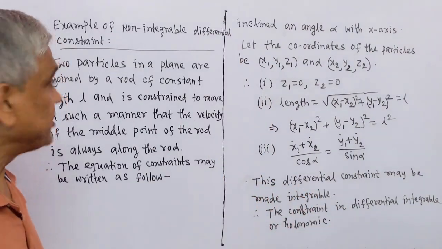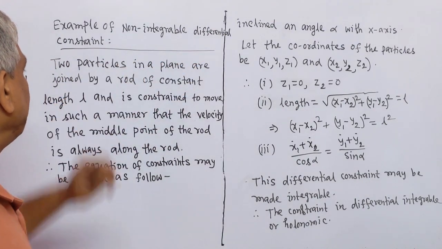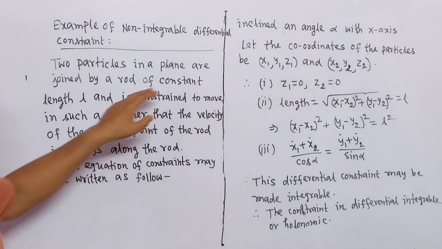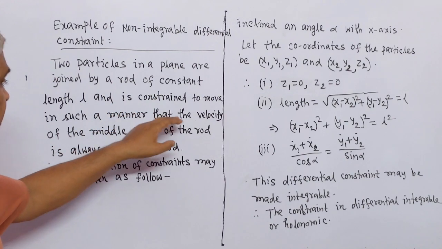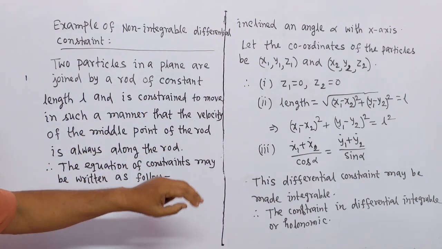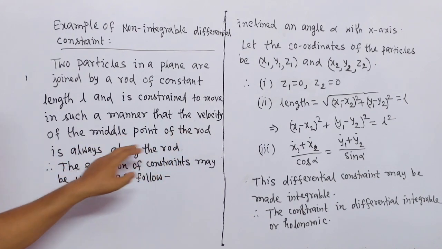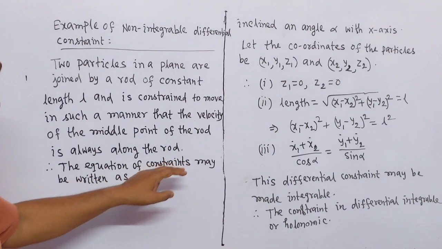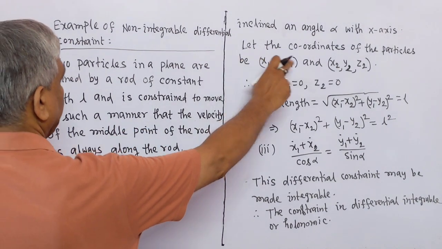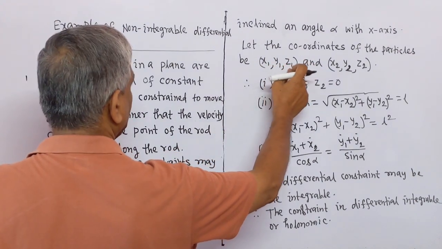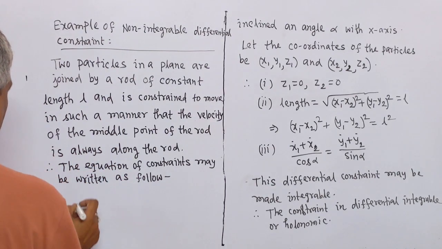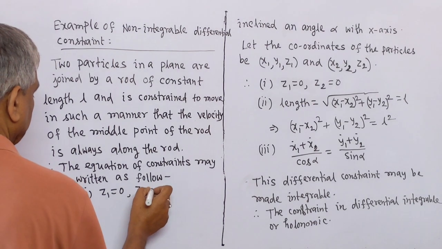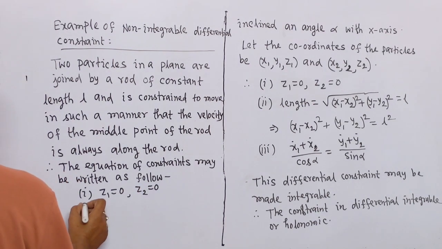Now we will give the example of a non-integrable differential constraint. Two particles in a plane are joined by a rod of constant length L and are constrained to move in such a manner that the velocity of the middle point of the rod is always along the rod. Therefore, the equation of constraints may be written as follows. Let the coordinates of the particles be x1, y1, z1 and x2, y2, z2. Therefore, z1 equal to 0, z2 equal to 0. This is number 1.